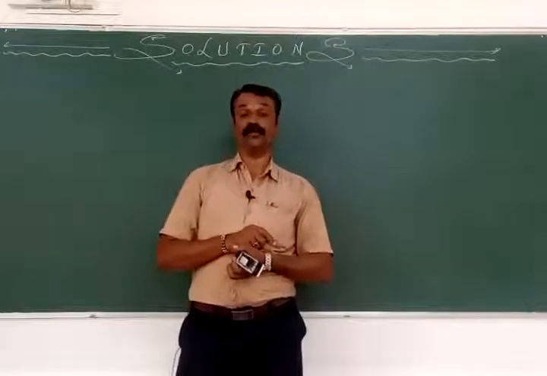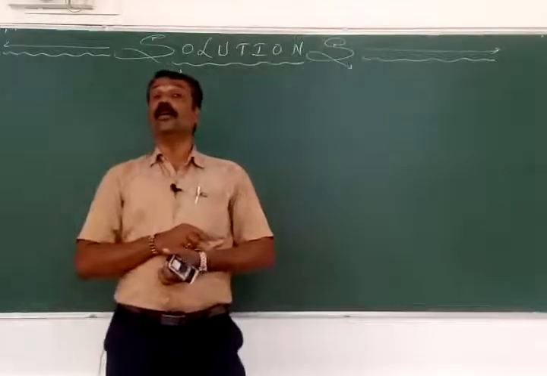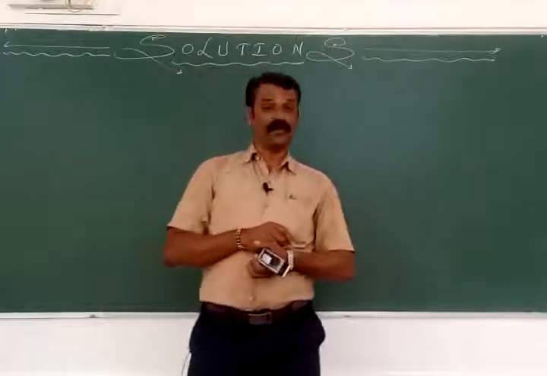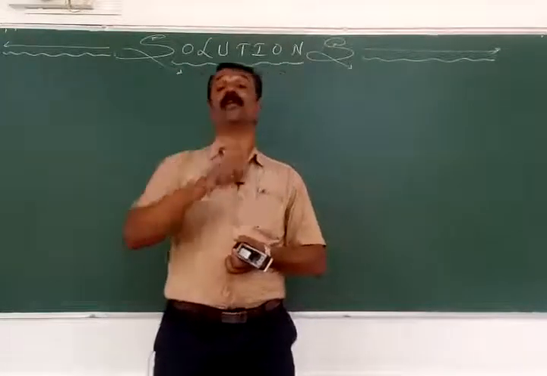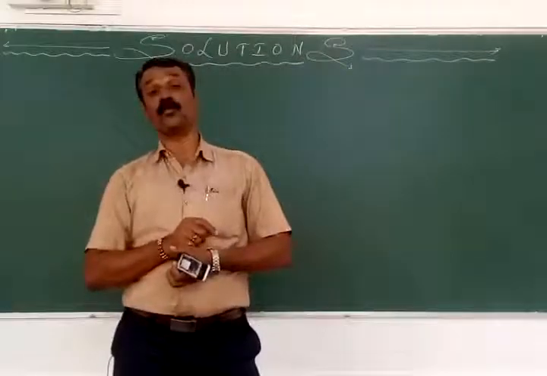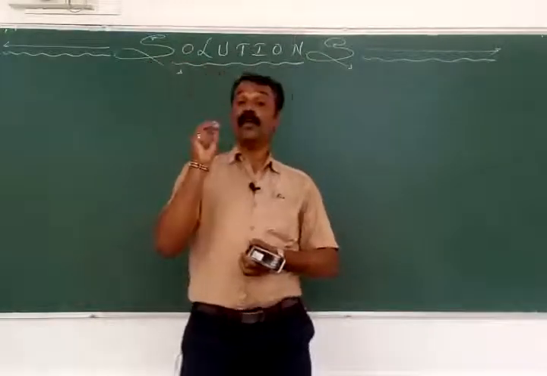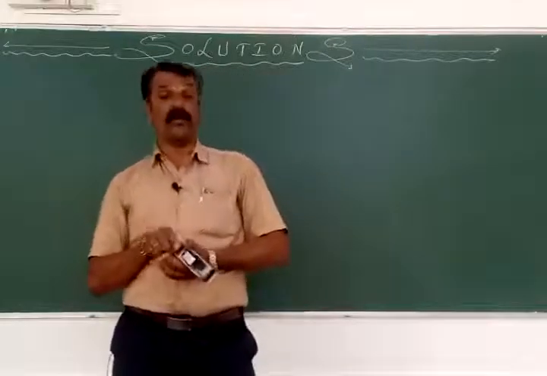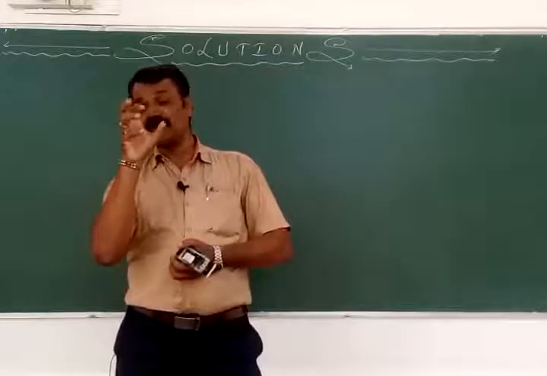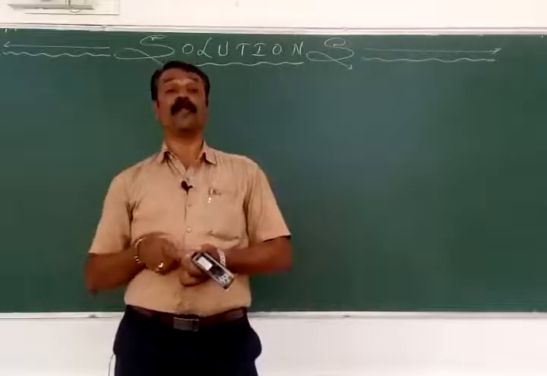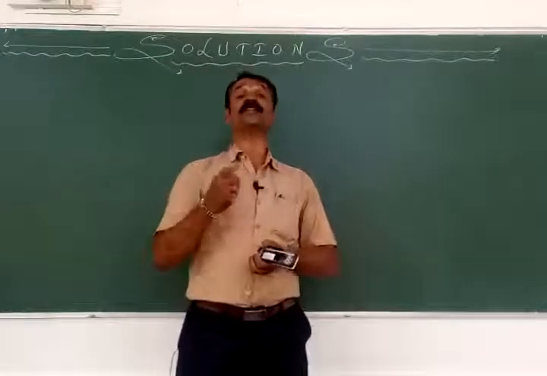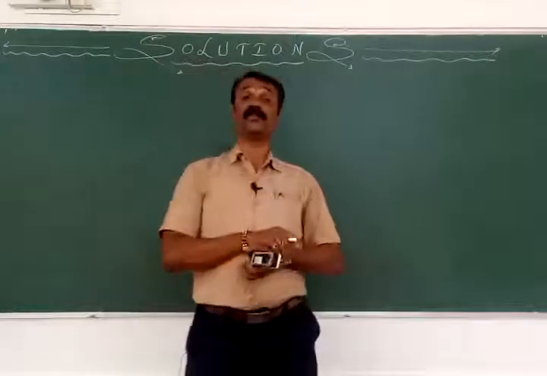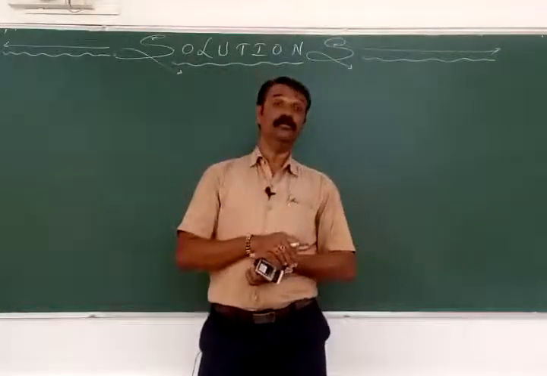vapor pressure. Here the decrease in the vapor pressure of the solution is due to the addition of a non-volatile solute to a pure solvent. If a small amount of a non-volatile solute is added to a pure solvent, the vapor pressure of the solution goes on decreasing, and that decrease is called lowering of vapor pressure.